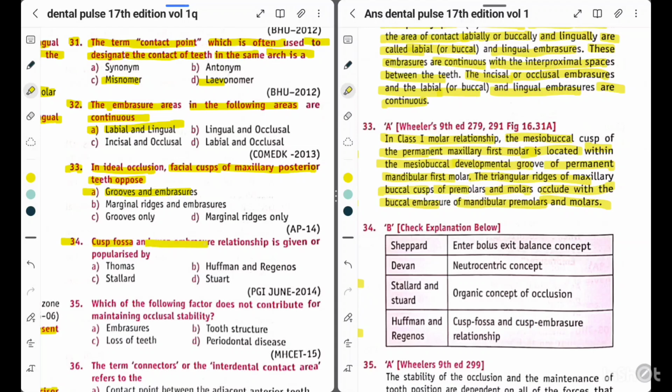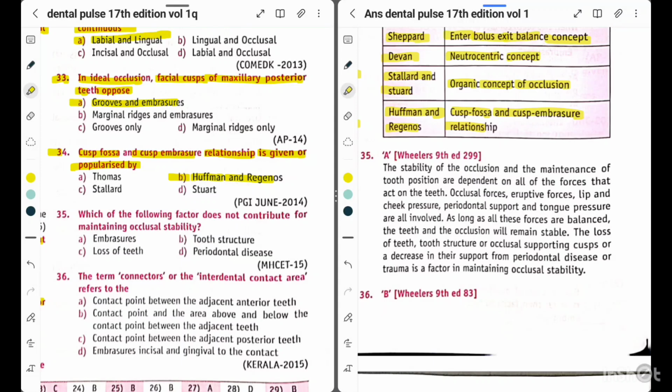Okay. Now question 34. Cusp fossa and cusp embrasure relationship is given or popularized by. So its answer is option B, Huffman and Regenos. So let's see its explanation. Shepard gave anterbolus exit balance concept. Devon gave neutrocentric concept. Stallard and Swart gave organic concept of occlusion, and Huffman and Regenos gave cusp fossa and cusp embrasure relationship.